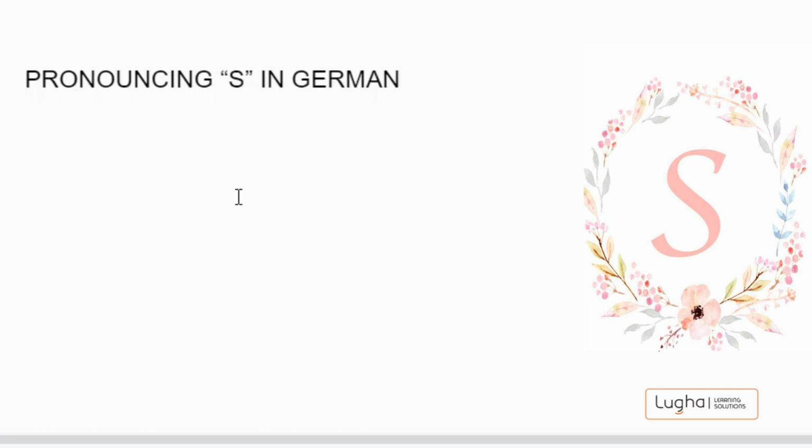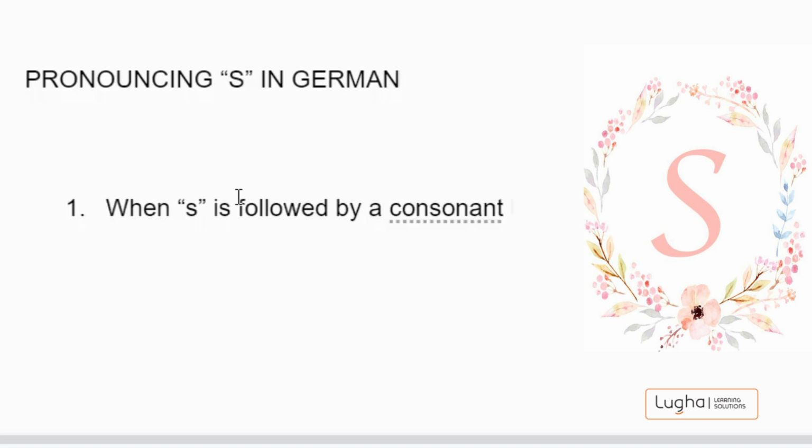The first one is when S is followed by a consonant. Remember, a consonant is everything that is not a vowel. The vowels are A, E, I, O, U, and the 3 special vowels in German. If S is followed by anything that is not a vowel, which is basically anything that is a consonant, then we pronounce it as sh.